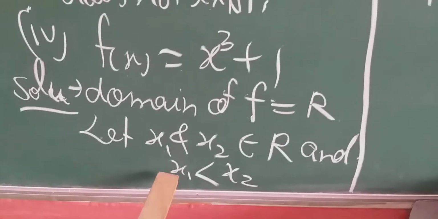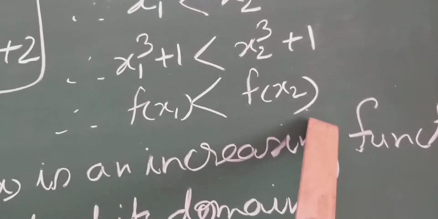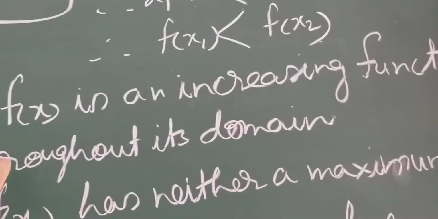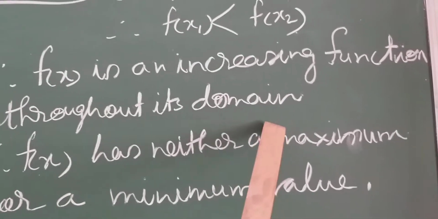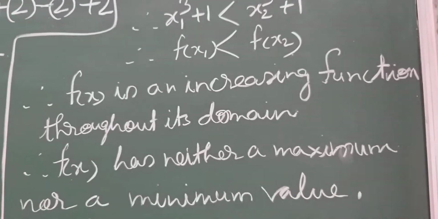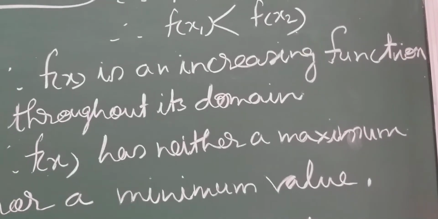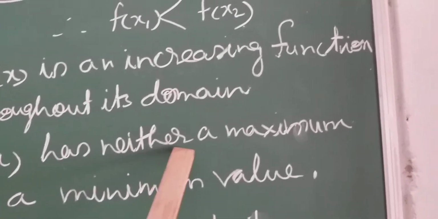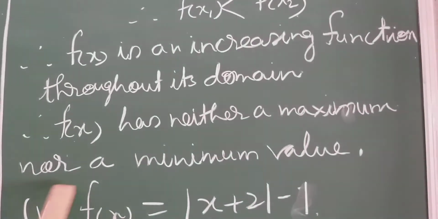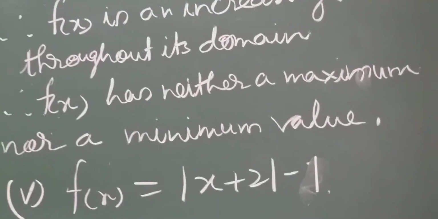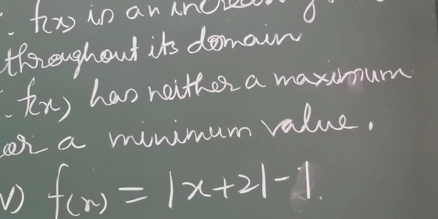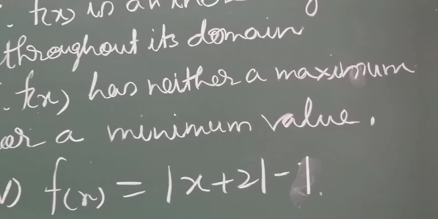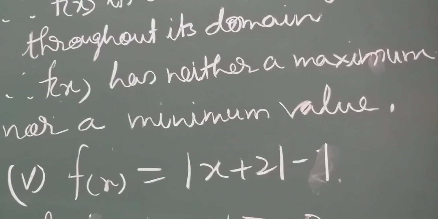whether it is increasing or decreasing. So student, we have taken here x1 less than x2 and we have proved here f(x1) also less than f(x2). It means f(x) is an increasing function throughout its domain. Okay, f(x) has neither a maximum nor a minimum value. Okay students, because it is an increasing function, that's why f(x) has neither a maximum nor a minimum value.